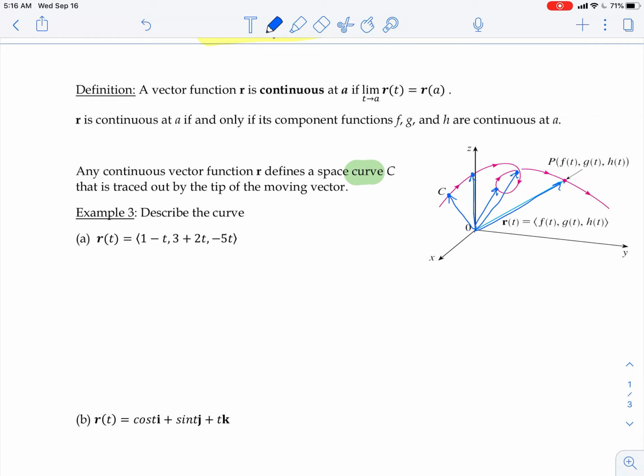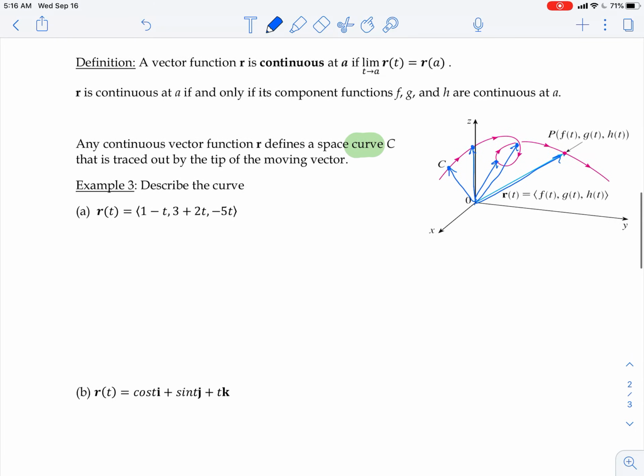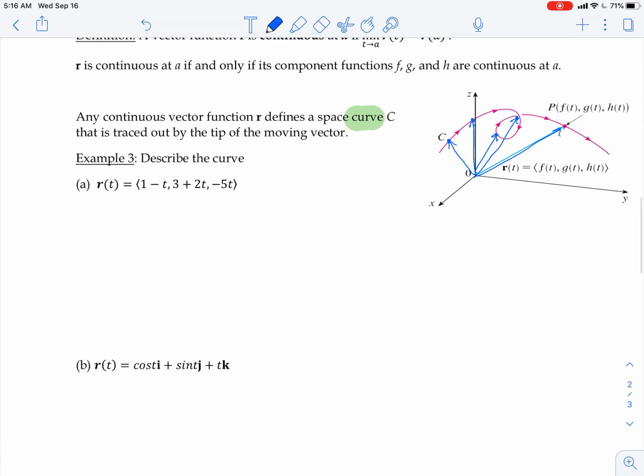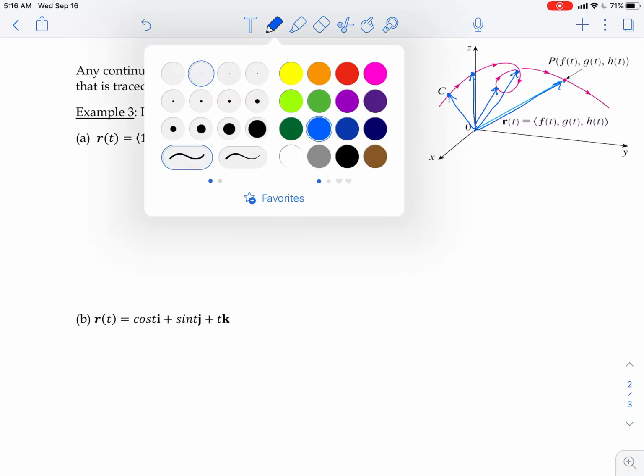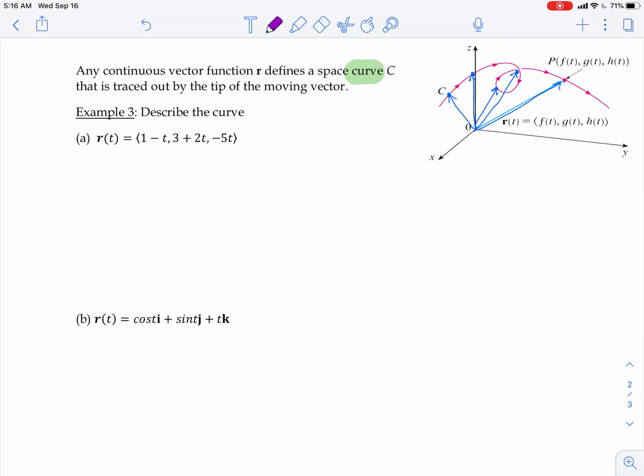So what I'm going to do is give you some vector functions, and I just want you to describe the curve that each is creating. In a second, I'm going to give you some added notes of how to actually sketch these that are not included in these notes. If you print this off, just use the last page, or the back of the last page, to write out the sketches. For example 3, describe the curve, and we have our vector function with components 1 minus t, 3 plus 2t, and negative 5t.